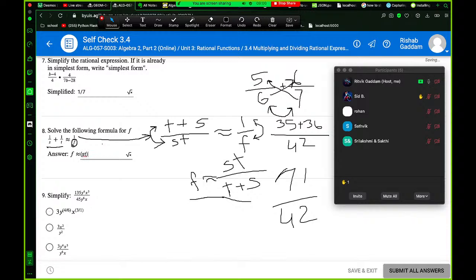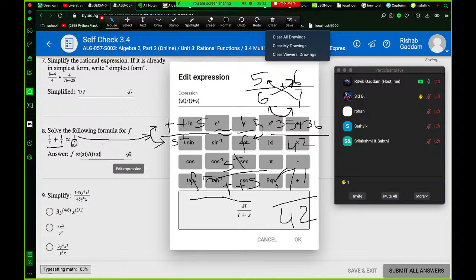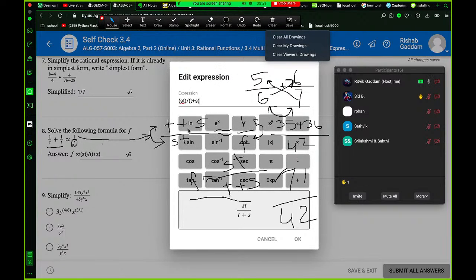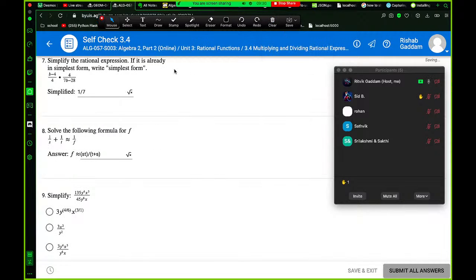st divided by t plus s. So, as you can see, this is the exact same thing as we got over here. We got st over t plus s. And if you look, this is just the exact same thing as what we entered over here. And yeah, it looks the same, so we can take that out and clear the whole screen.